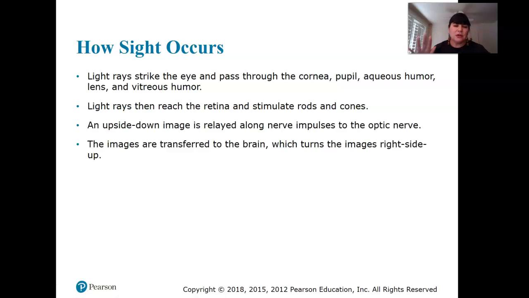This is what I already talked about, and again, looking at the picture of the eye really helps, but we could go through it. Light rays strike the eye, pass through the cornea, pupil, aqueous humor, lens, vitreous humor. Light rays then reach the retina and stimulate the rods and cones. An upside down image is relayed along nerve impulses to the optic nerve. The images are transferred to the brain, which turns the images right side up, and that's where we see. So we actually see in the brain.